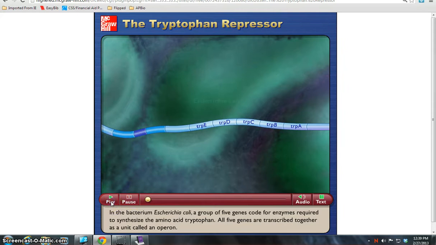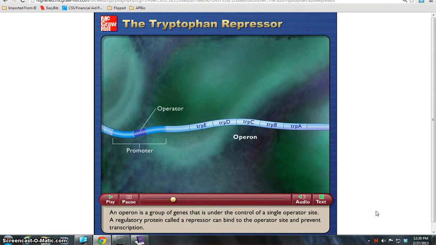In the bacterium Escherichia coli, a group of 5 genes code for enzymes required to synthesize the amino acid tryptophan. All 5 genes are transcribed together as a unit called an operon. An operon is a group of genes that is under the control of a single operator site. A regulatory protein called a repressor can bind to the operator site and prevent transcription.